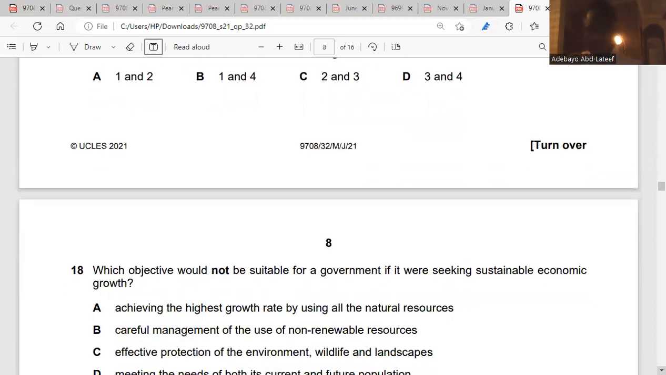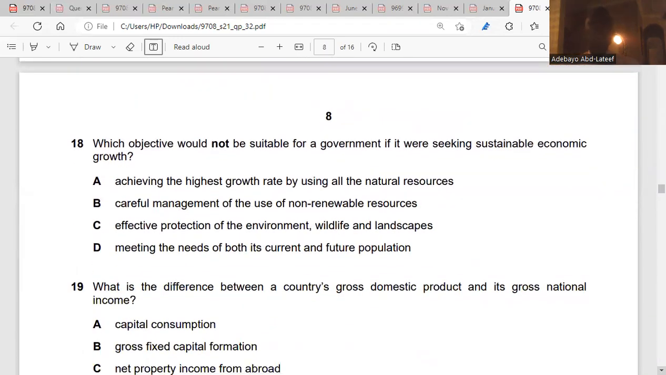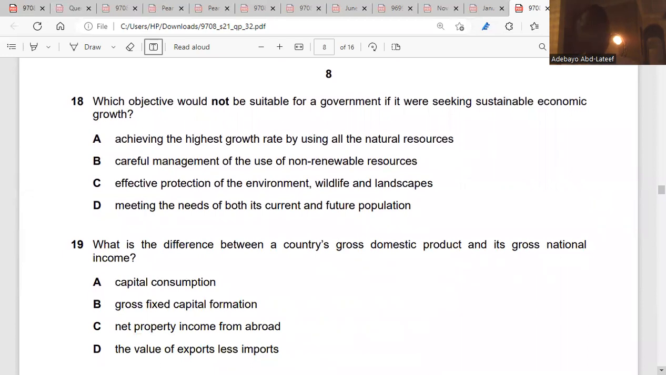It said, which objective would not be suited for a government if it were seeking sustainable economic growth? If you are seeking sustainable economic growth and you are using all your resources, how is this sustainable? We said sustainable development means the decision we take now must not affect the future generation. But now government is using all the resources because it wants to grow, it wants to increase the economy. That is not sustainable. Is this sustainable? No. So the answer is A.